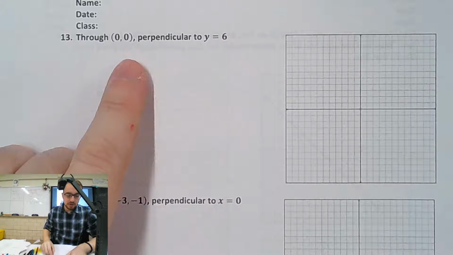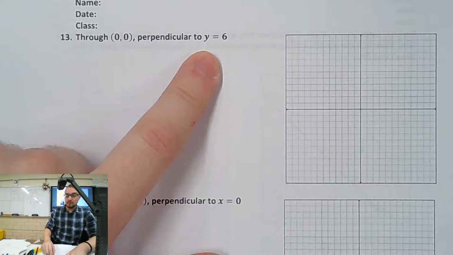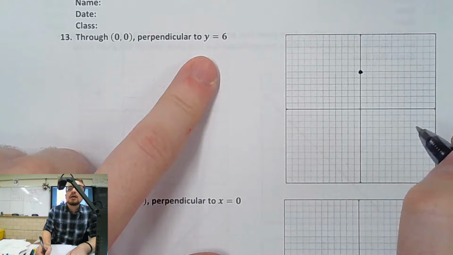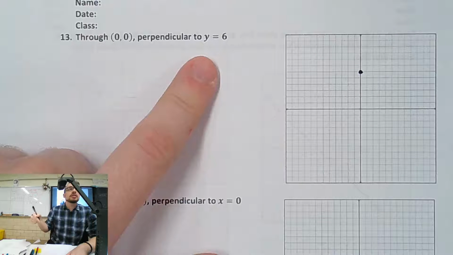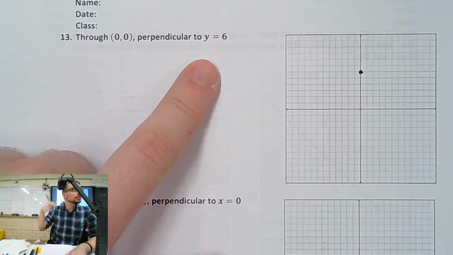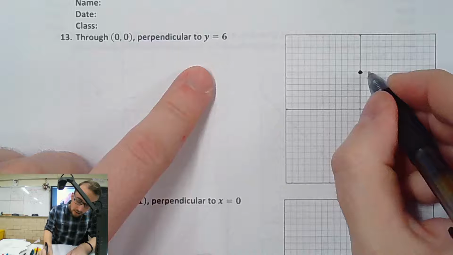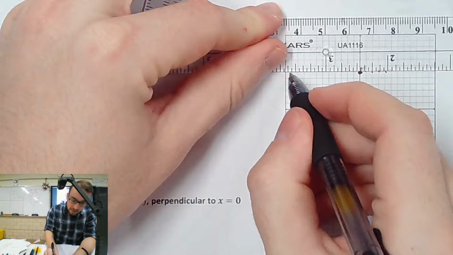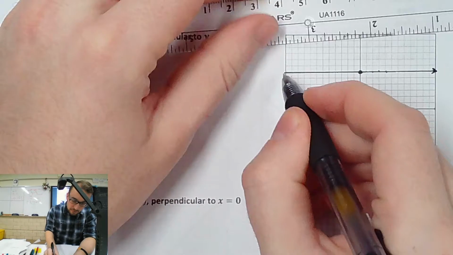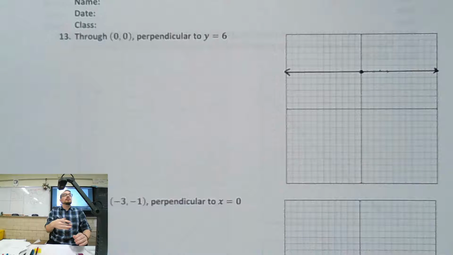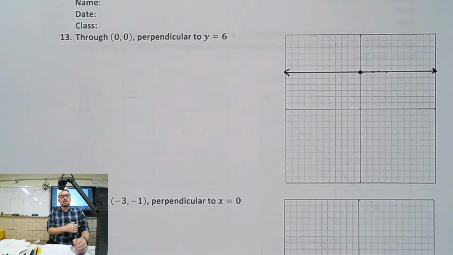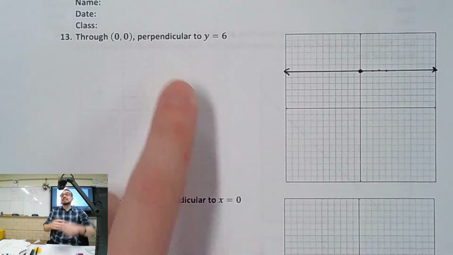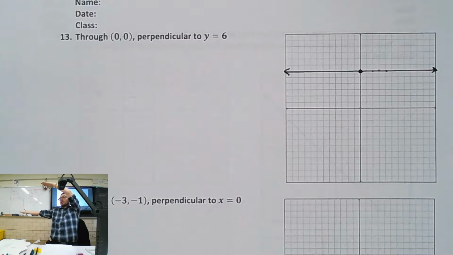So 13. It says perpendicular to y equals 6. Well, what is y equals 6? Here's where y equals 6. Where are all the other points where y equals 6? Well, 1, 6, 2, 6, right? All these guys. So it's going to be a horizontal line. Y equals 6 is horizontal. Now, for this question, do they want us to have a perpendicular line or a parallel line? Perpendicular. So it's not going to be horizontal because that would be parallel. It's going to be what?